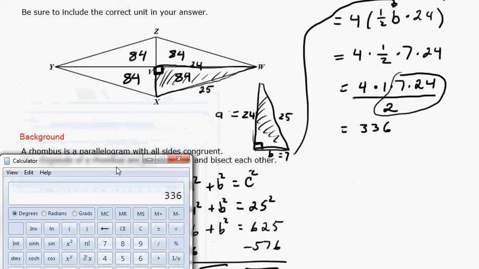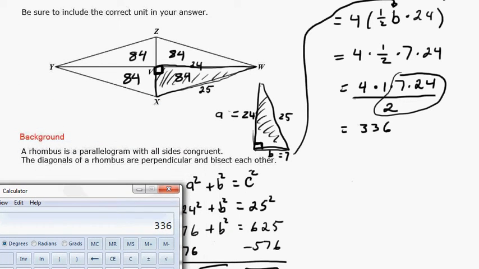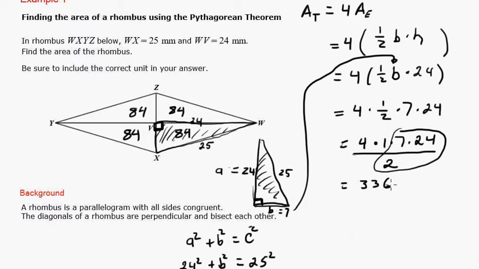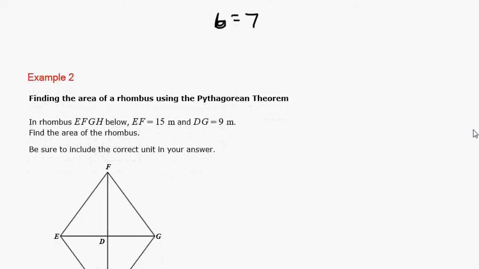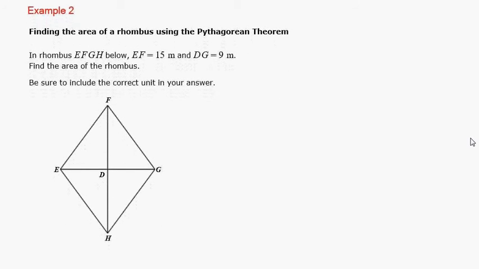Okay, so it's area, and what are the dimensions? Millimeters, so it's millimeters squared. That's the area of the whole thing, the area of the total. Alright, so maybe we should try another one real fast, and see if we can go a little bit faster.